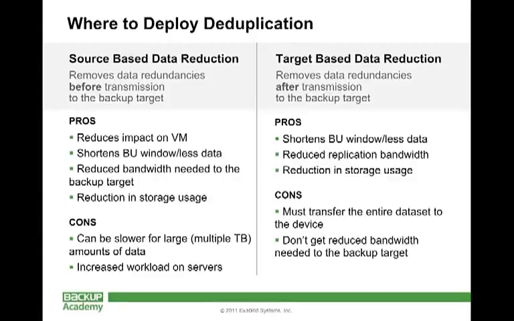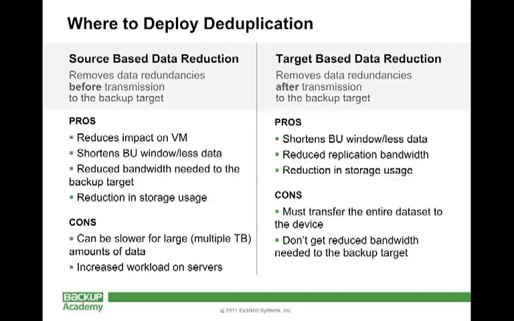Target-based data reduction usually refers to the fact that you're going to transmit all of the data to a target side disk-based backup appliance, and all of the data deduplication is going to be done on that appliance. The pros of this is this will also often shorten your backup window, because now you're backing up to a high-speed target that is tuned and optimized for backup and recovery.